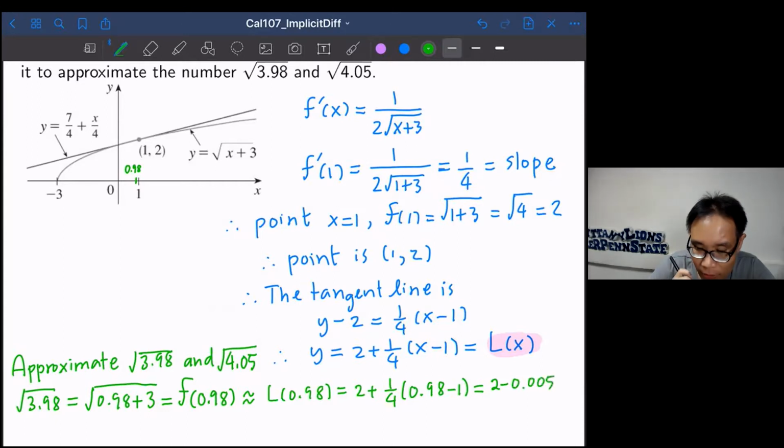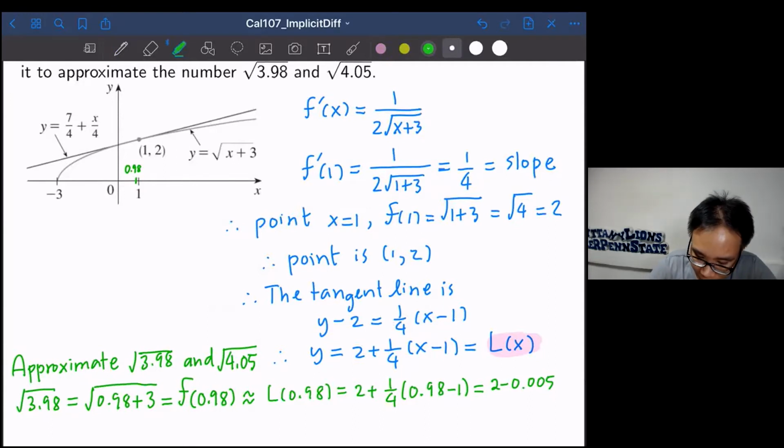So it's going to be 0.005. Sorry, this one is 0.02 divided by 4, so it's going to be 0.005. So the approximation is 2 minus 0.005.